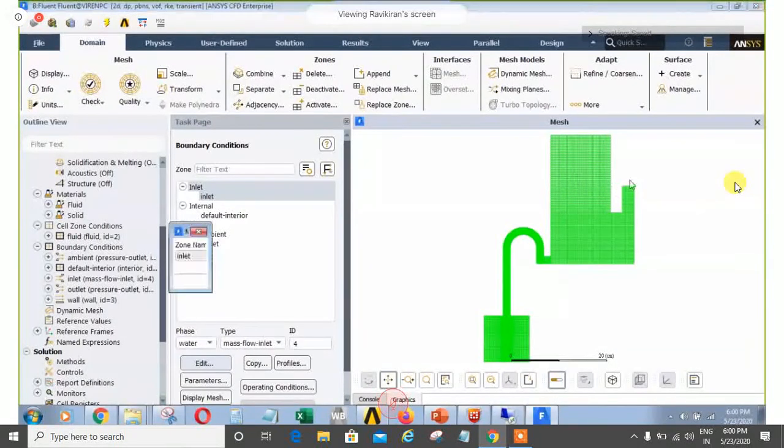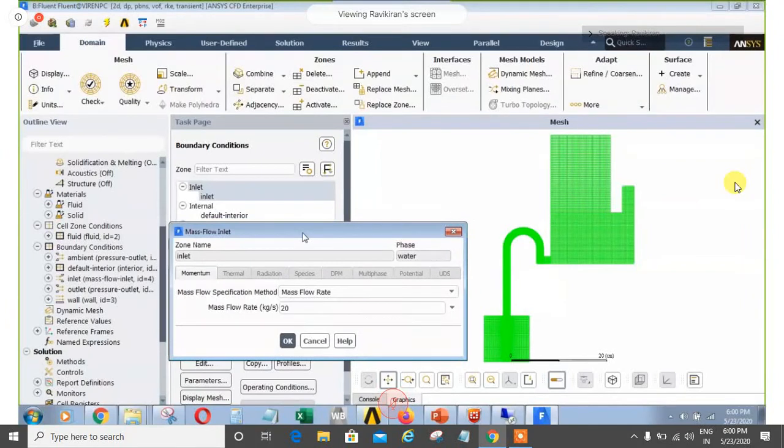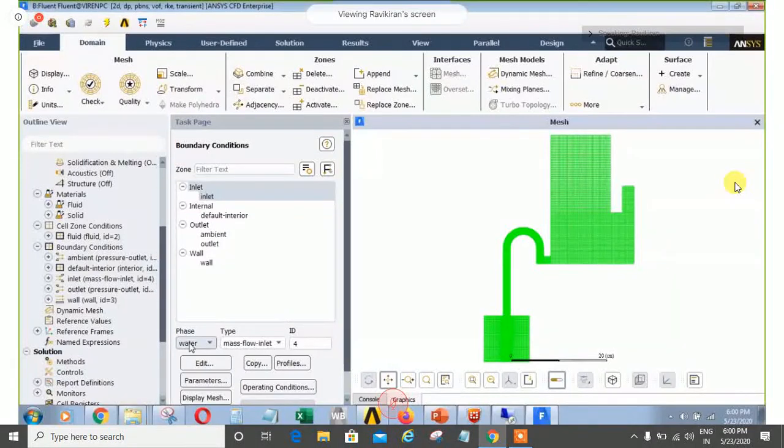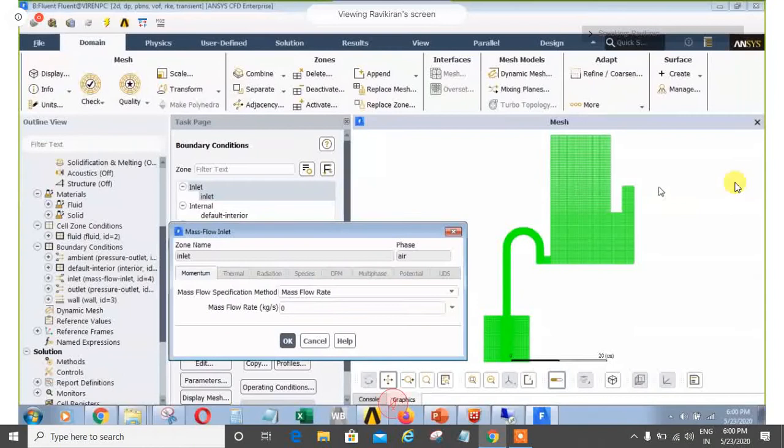So this will be the inlet. We are assuming that water with a mass flow rate of 20 kg per second is flowing through this inlet. So that kind of value we have assigned for the water here. And when we are talking about the air, as no air is entering here, we have set 0 as the mass flow rate for the air.